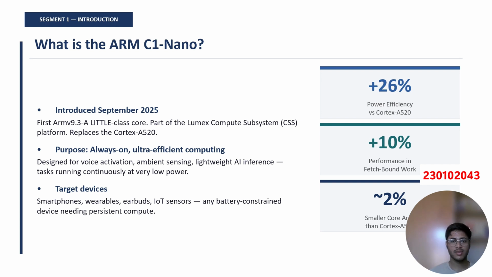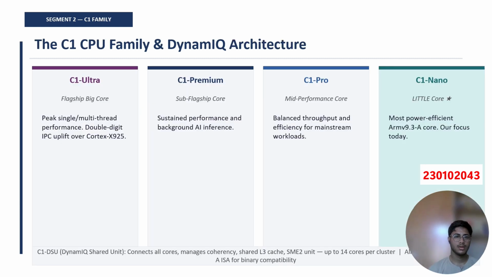And the numbers back this up. It delivers a 26% improvement in power efficiency, a 10% performance gain in fetch bound workloads, and it's actually 2% smaller in core area compared to Cortex A520. So more efficient, slightly faster, smaller. Now let's look at the C1 CPU family.